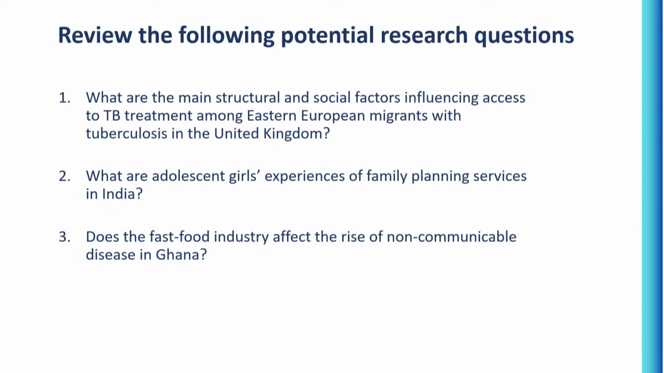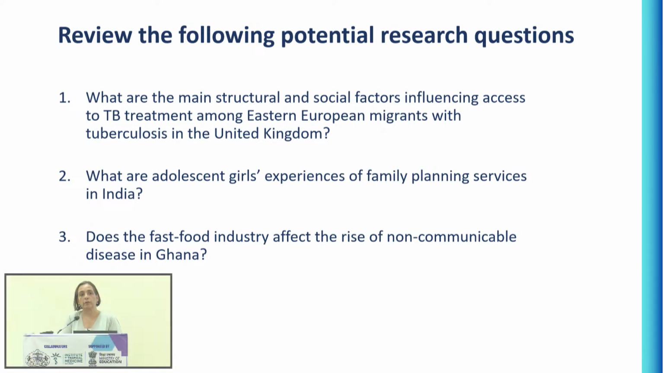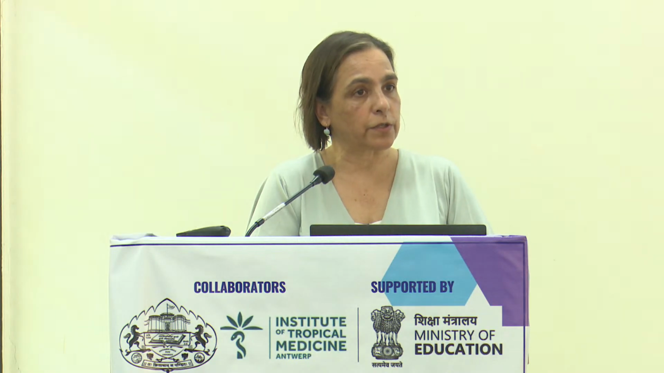Okay, so now we're going to move into a little bit of interaction again. And I think we can keep the camera on, that's fine for these points. I want you to look at these questions, and I want you to tell me whether they're good questions, okay questions, or poor questions. And I want you to tell me why, all right? So question 1: what are the main structural and social factors influencing access to TB treatment among Eastern European migrants with tuberculosis in the United Kingdom? How would you rank this question? Do you think this question sounds okay as a research question?